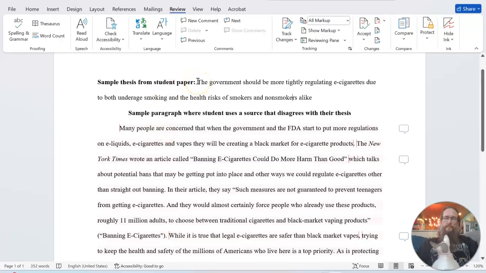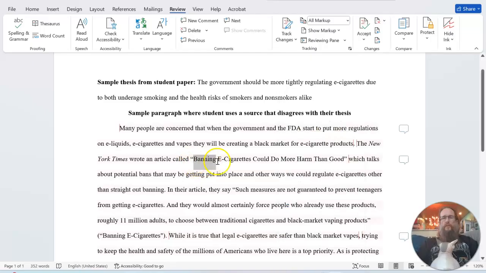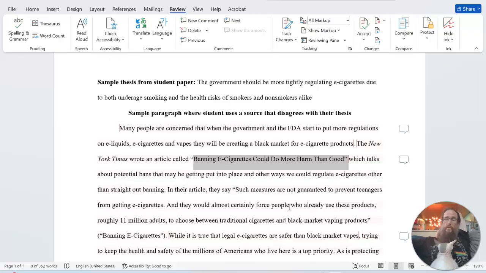This is key. This student wants more regulations on e-cigarettes, and so that means that she needs to identify a source that disagrees, that wants less regulation. She's going to find an opposing viewpoint source. And indeed, this particular article she chose, which is not one of the ones available to you because it's from a previous semester, argues for less regulations. And so that's a good choice.